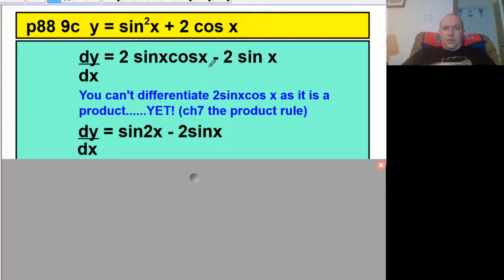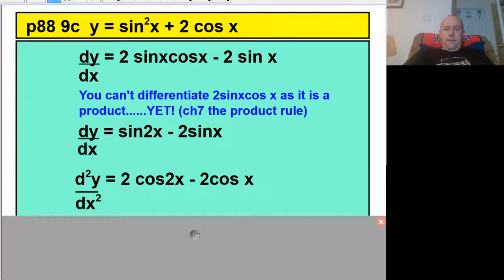So as you're doing questions, try and keep that formula sheet in front of you as well, and if you hit a problem like this, just look to see if there's an identity that you can use instead. And that's still dy by dx because I just simplified at this point. Now I can differentiate though.